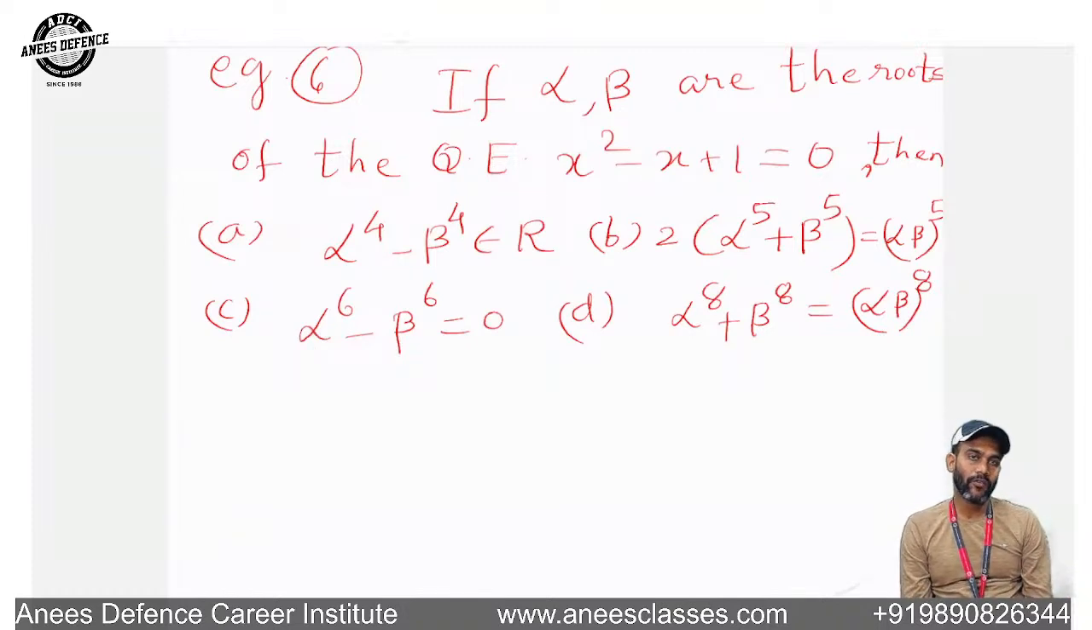I have already discussed this equation earlier. What are the roots of this particular equation? Minus omega and minus omega square. If minus is there in between, then the roots would be minus omega and minus omega square, the non-real cube roots of minus 1. So alpha we can take as minus omega and beta as minus omega square. Now you already know 1 plus omega plus omega square is 0.